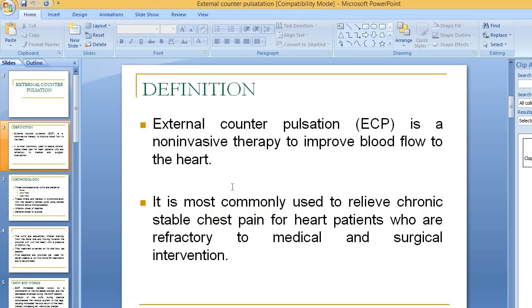So first we will see about the definition of ECP. It is a non-invasive therapy to improve blood flow to the heart, and it is most commonly used to relieve chronic stable chest pain for heart patients who are refractory to medical and surgical intervention.